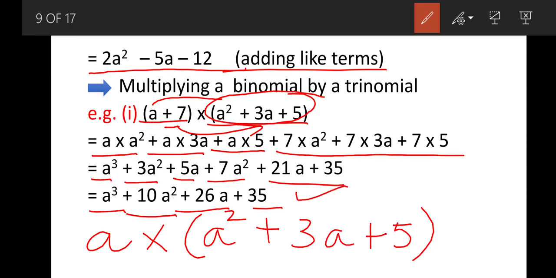Here in this last step, what have you done? You have solved the like terms. 7A square and 3A square are two like terms. They will give you 10A square. So your answer will be A cube plus 10A square plus 26A plus 35.